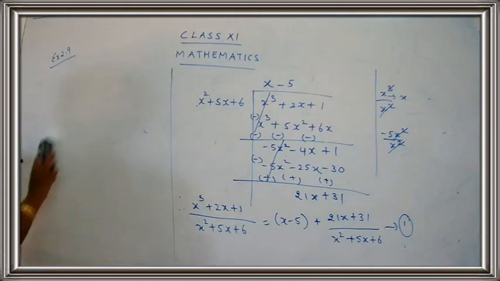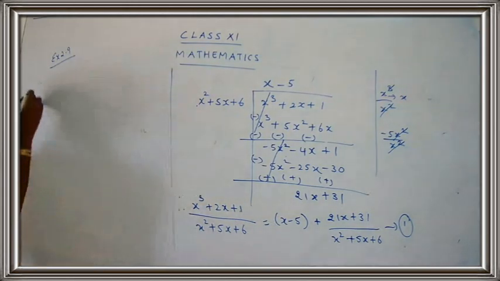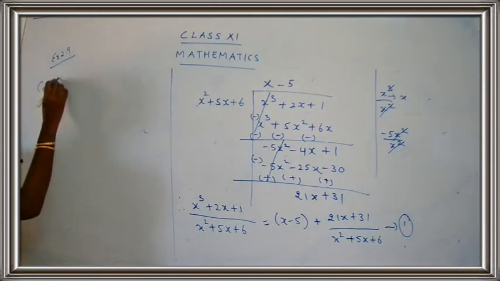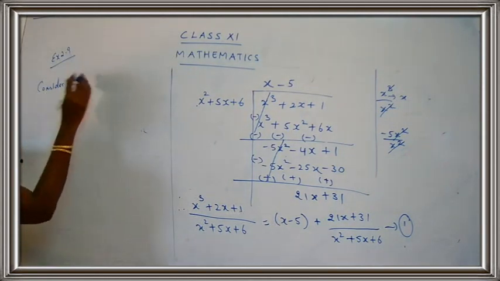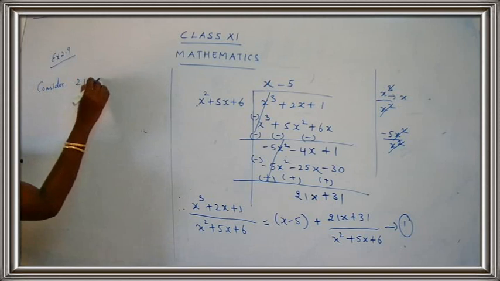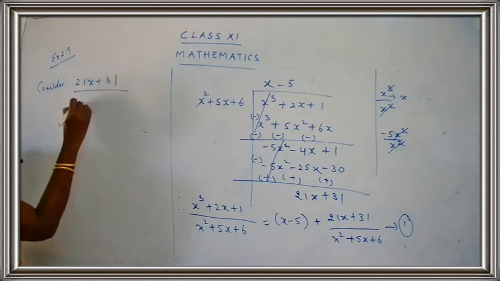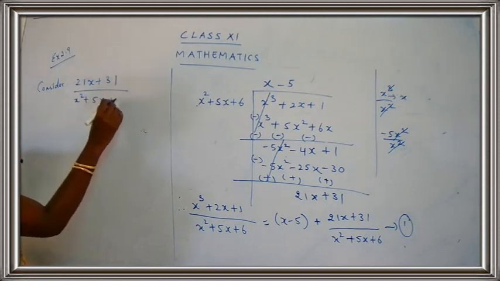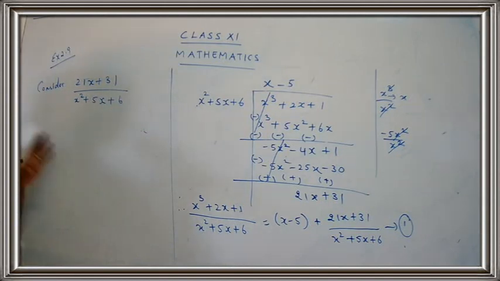Okay, so now what are we going to do? We are going to consider the second half part, 21x plus 31 upon x square plus 5x plus 6. And I have told you to try to factorize the denominator part. So we are going to factorize the denominator part.